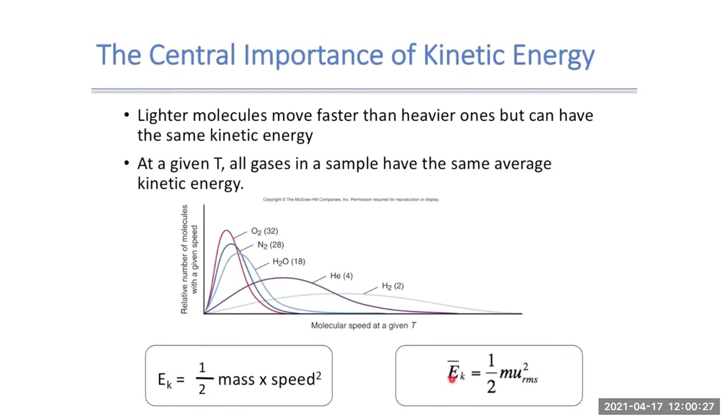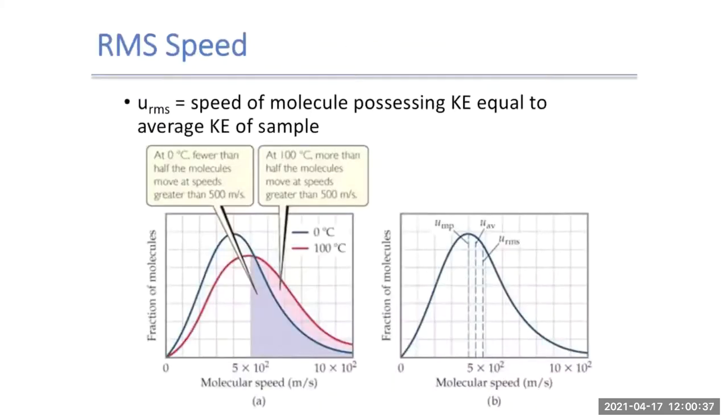And so we can use the equation. Kinetic energy is 1/2 mass times speed squared, or 1/2 mass times the root mean speed squared. So the u sub RMS is the speed of the molecule possessing a kinetic energy equal to the average kinetic energy.